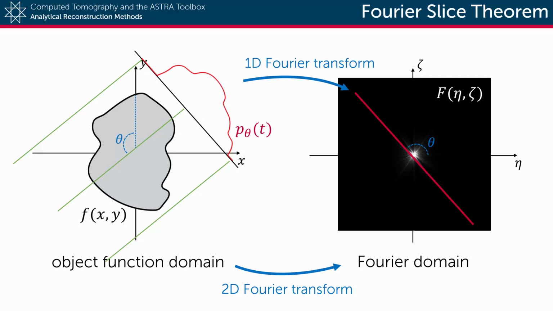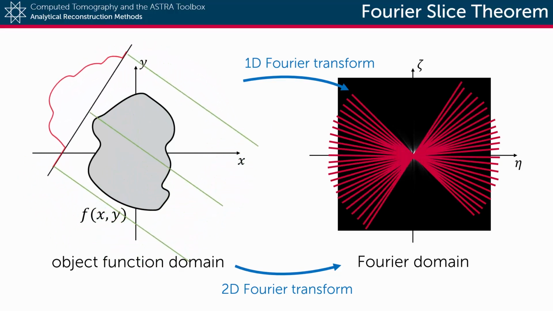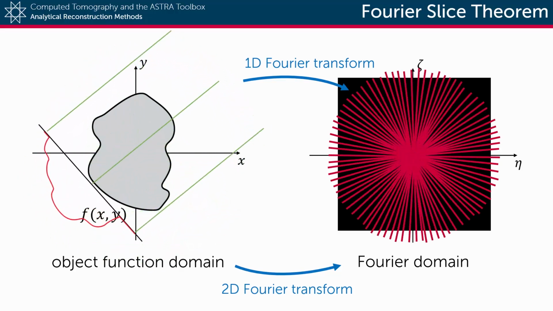Fourier domain. Obviously, as we then acquire projections from multiple angles, we can then essentially construct the full Fourier representation of that object. And once the Fourier domain is fully built, a two-dimensional inverse Fourier transform can be applied on that data to retrieve or to reconstruct the original object function.